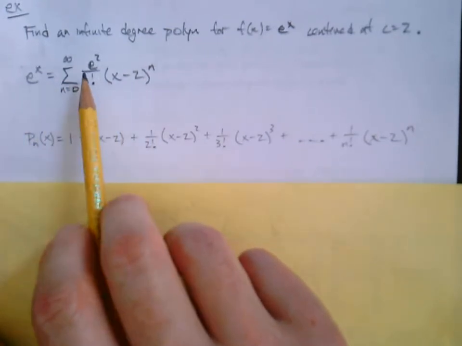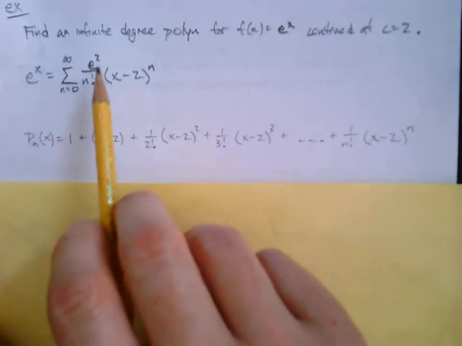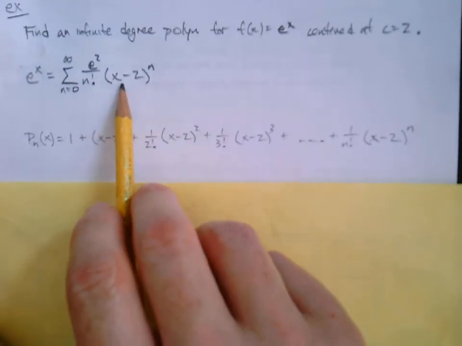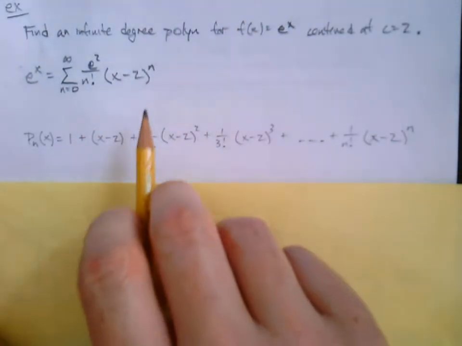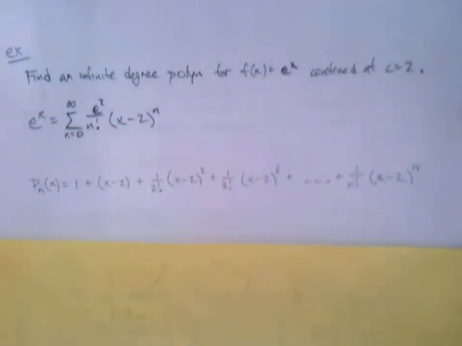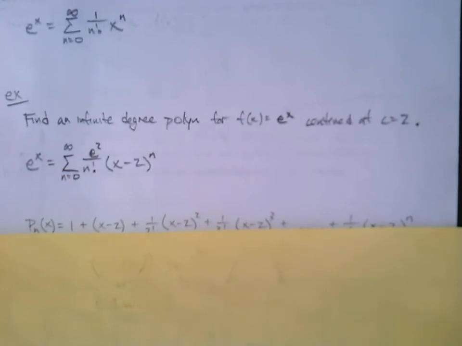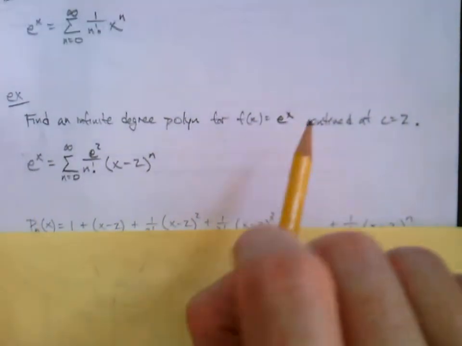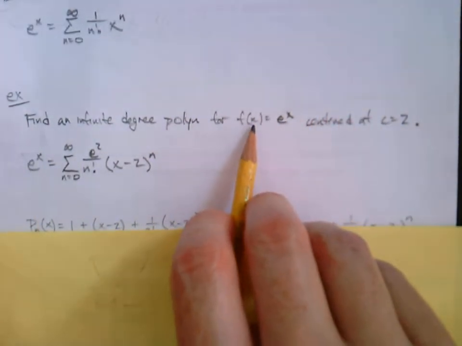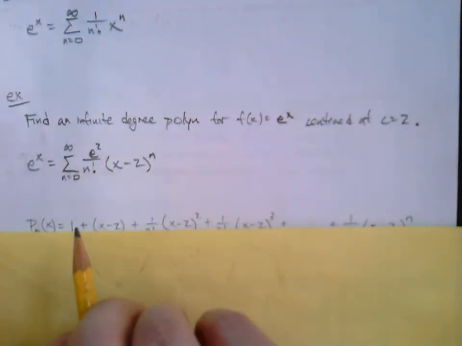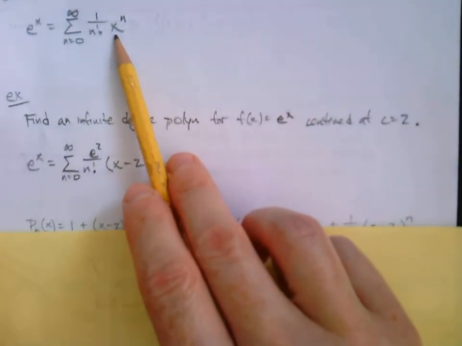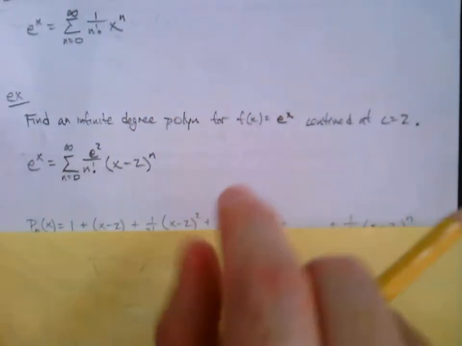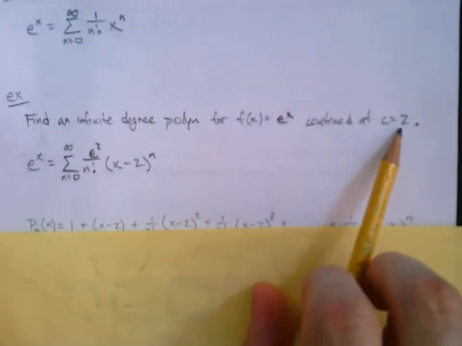So e to the x is the summation from n equals 0 to infinity of e squared over n factorial times x minus 2 raised to the n. So we can start to see some changes, but also some similarities to that last one. First thing you really notice is that 1 becomes e squared, right? If we're centering at 2, then we're concerned about f of 2, which is e squared. So it comes out there. Also, the x, this was centered at 0. When we center at 2, we have to then subtract 2. It's almost like to shift it back to get it centered at 2.